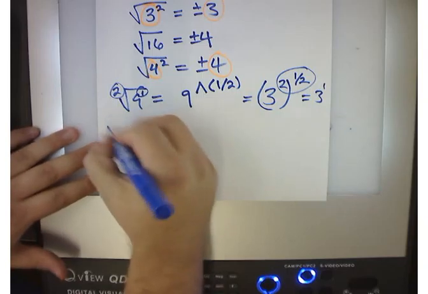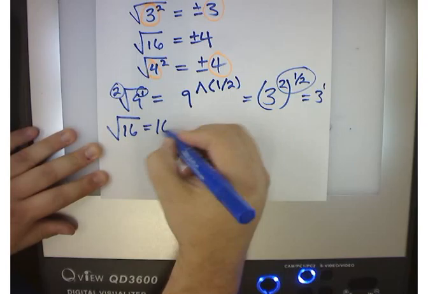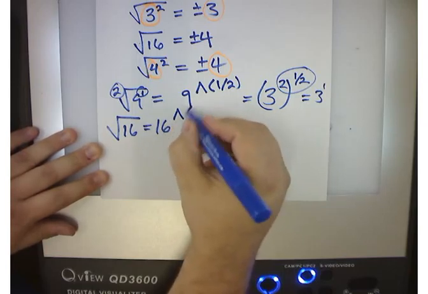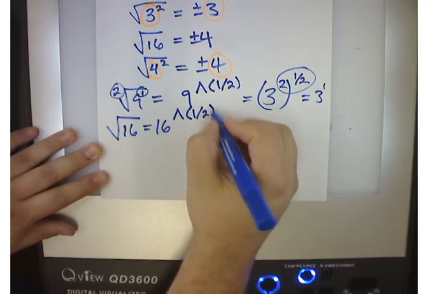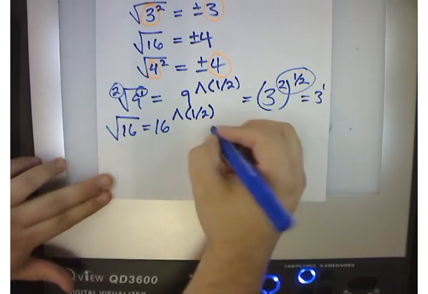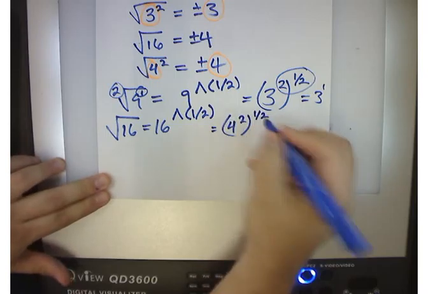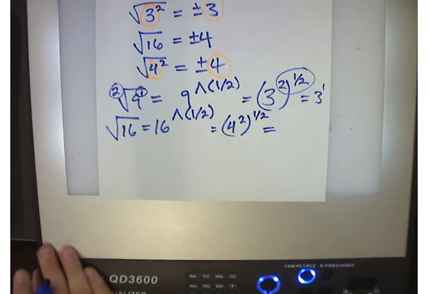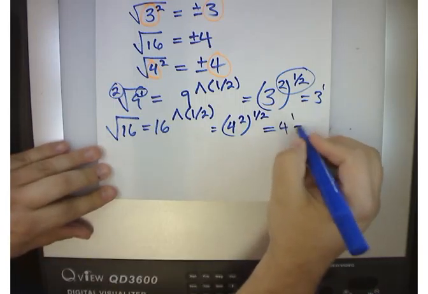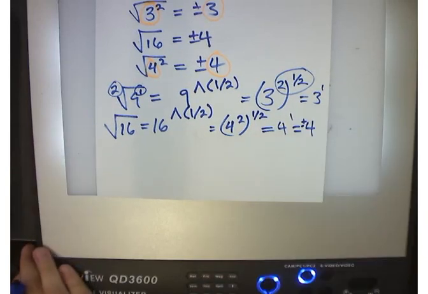If I say the square root of 16, what I'm really saying is 16 raised to the 1 over 2, right? Which is really the same as 4 squared raised to the 1/2. When you multiply 1/2 times 2, what do you get? 4 to the first, which is 4. And we have to tack on the plus or minus, right? Does that make sense to you guys so far?